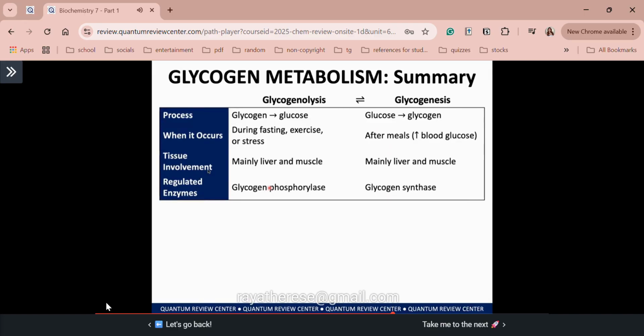So class, lastly here on our summary, we also need to cover the regulation discussion. Now class, don't be scared. Only two enzymes are regulated here in glycogen metabolism.